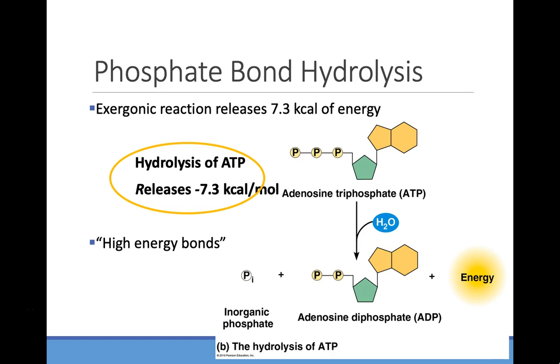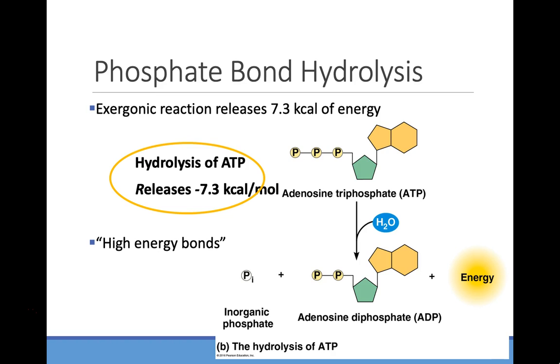The transfer of energy in ATP involves this movement or this release of that phosphate bond. The exergonic reaction of ATP, that release of that phosphate bond, releases 7.5 kilocalories of energy. This is considered a high amount of energy. You'll just have to take my word for it on that one.